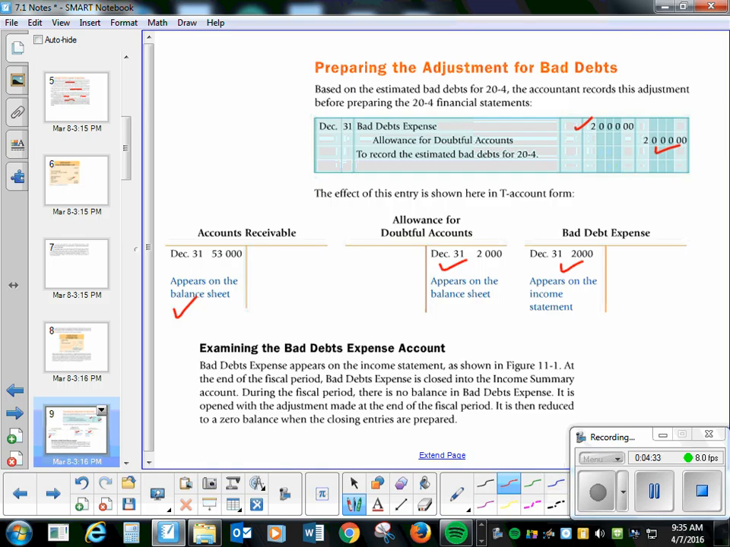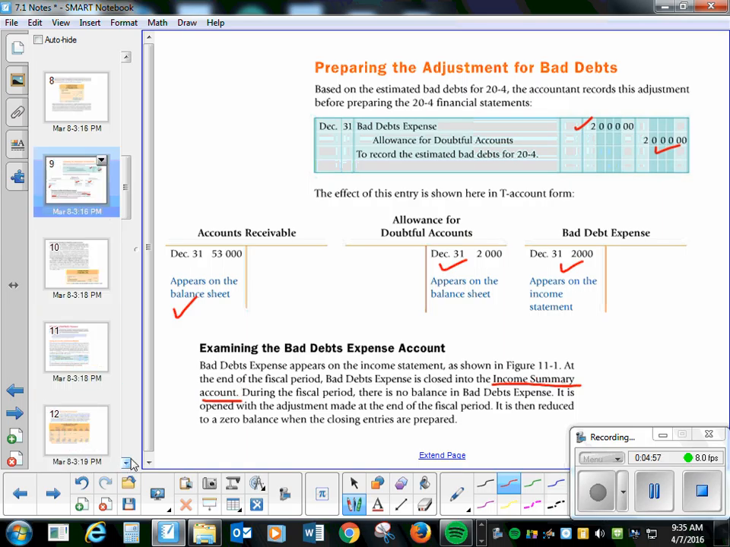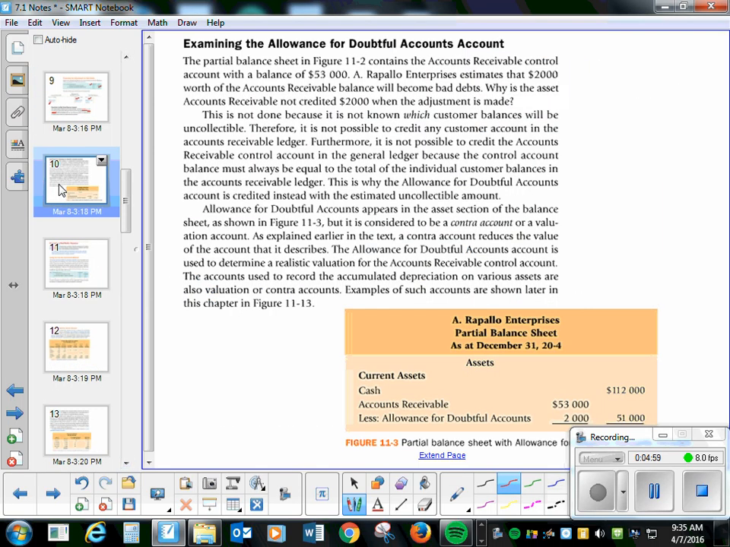At the end of the fiscal period, bad debts expense is closed into the income summary account. That's important. We'll talk a little bit more about that in our next video. During the fiscal period, there is no balance in bad debts expense. It is opened with the adjustment made at the end of the fiscal period. It is then reduced to a zero balance when the closing entries are prepared. So that's only used at the end of the month or at the end of the year.